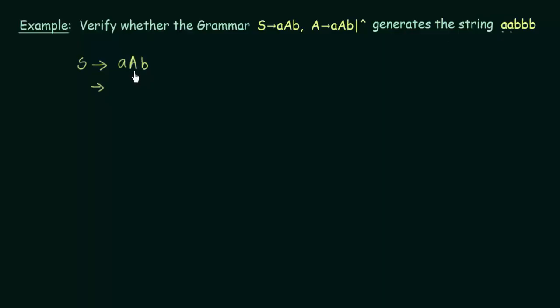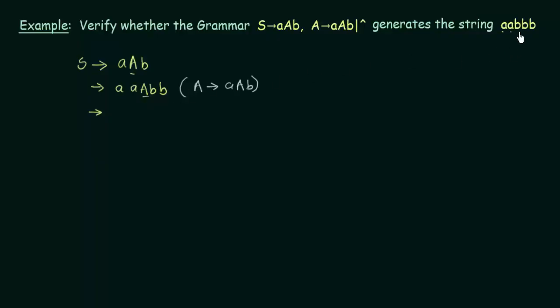Here I see that the variable I have is A, and in order to get a small a from this capital A, what should I do? I should use this production where A gives aAB. So I will replace this A with aAB. So this a comes down as it is, and instead of this A I will write aAB, and this B will come down as it is. So this is using the production which says A gives aAB.